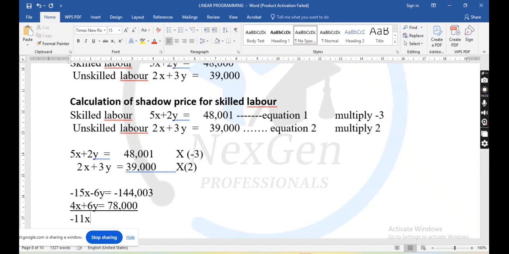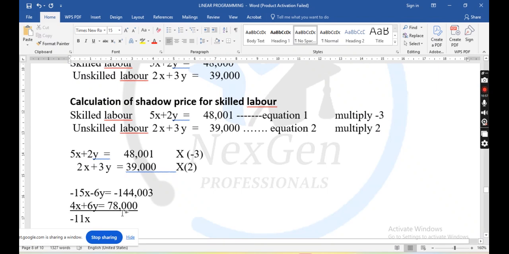Minus 6y plus 6y cancel each other. Sir, is it minus 15 minus 4 or minus 15 plus 4? It's minus 15 plus 4 now. Okay, there is minus 11x. That's fine, because you already used minus 3 to multiply already, so you don't need to consider all those things.